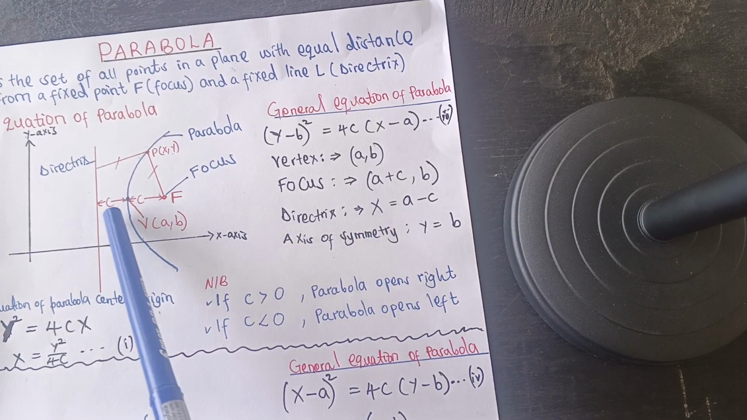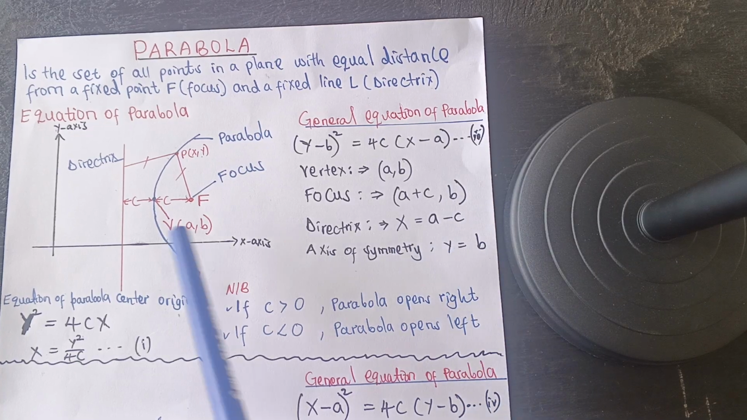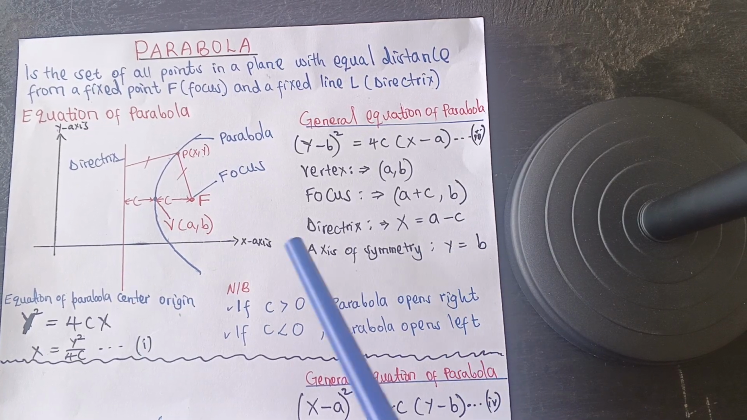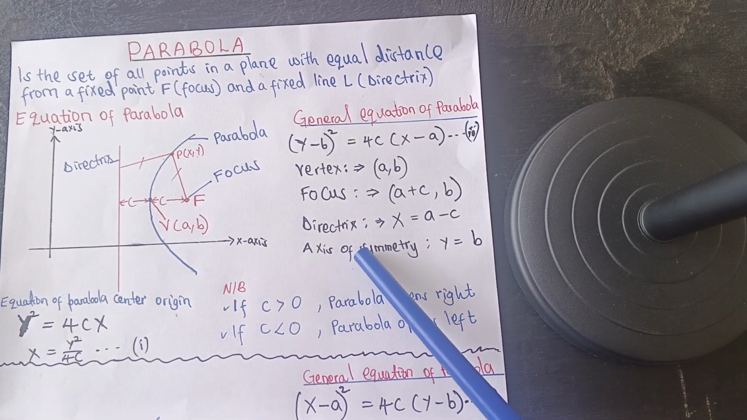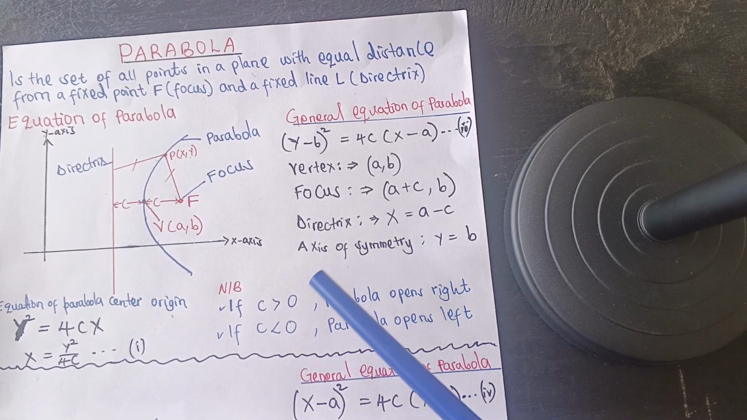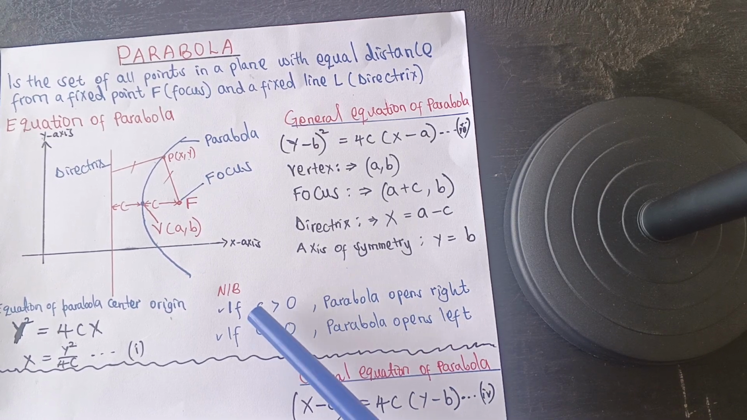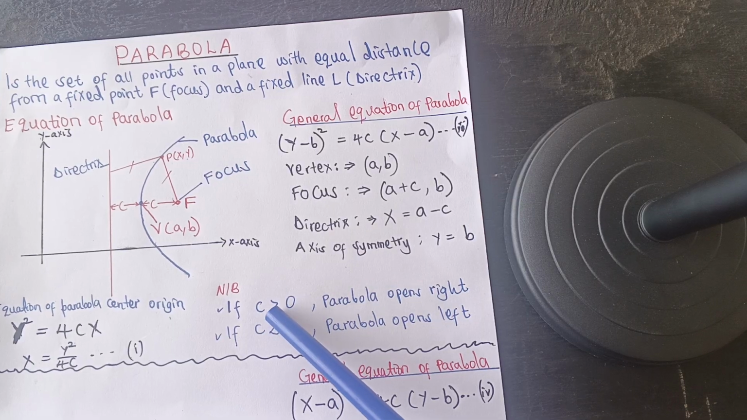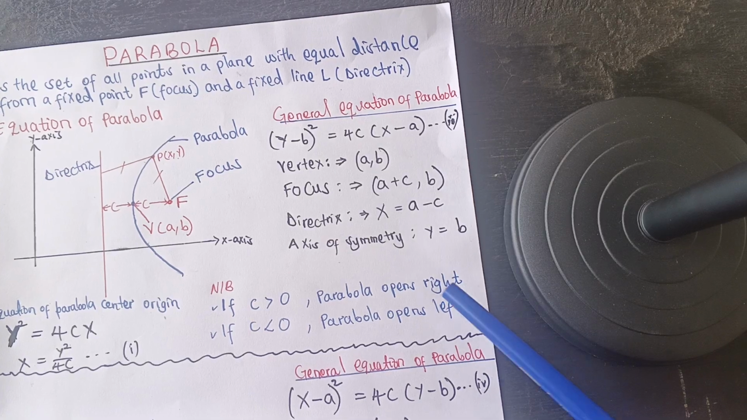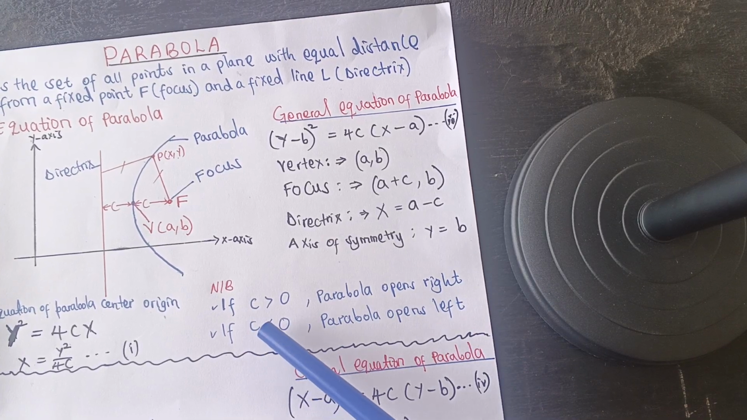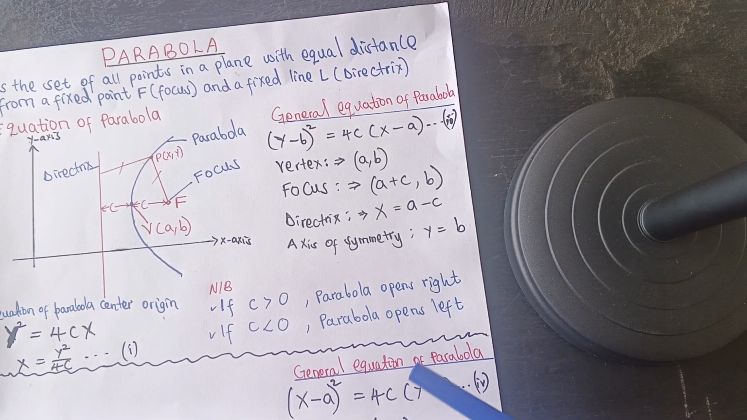Axis of the symmetry, this is the axis of the symmetry. It will be y is equal to b. So the value of y will be the value of b. So that will be the axis of the symmetry. Another thing you should know about the parabola, if c, the distance from the parabola to the focus, is greater than 0, it means the parabola will open to the right. If c is less than 0, the parabola will open to the left.